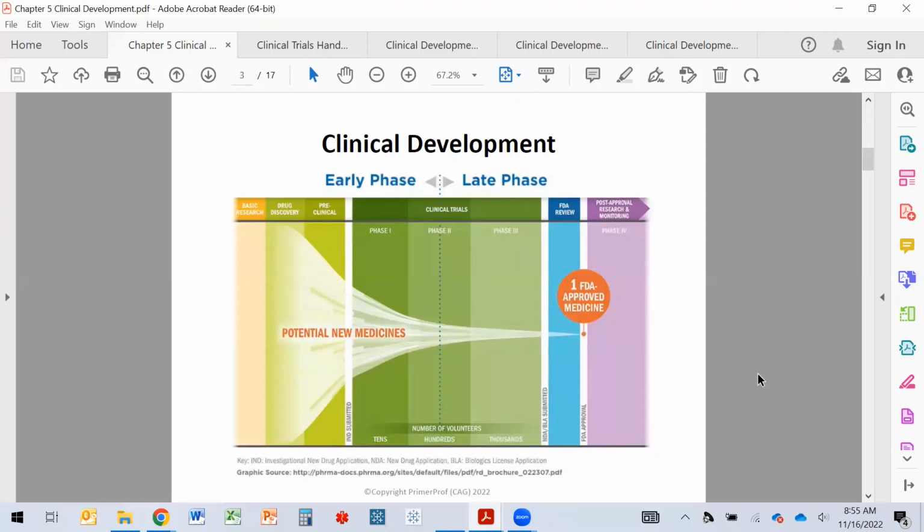You may have seen this picture before. Basically, what it outlines is the entire process of clinical development. So, on the left hand side, you have basic research to drug discovery to preclinical.